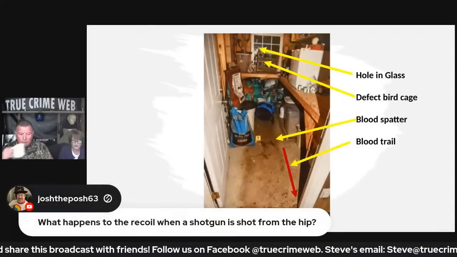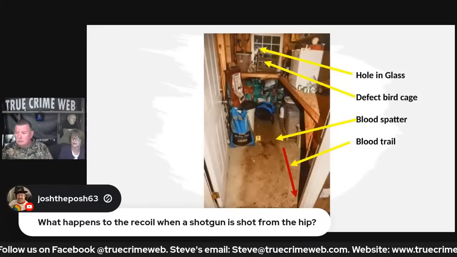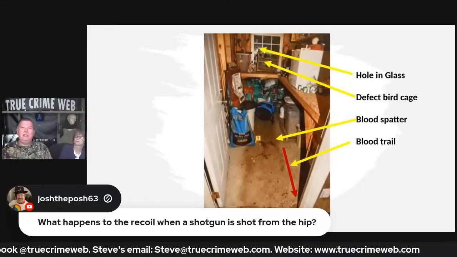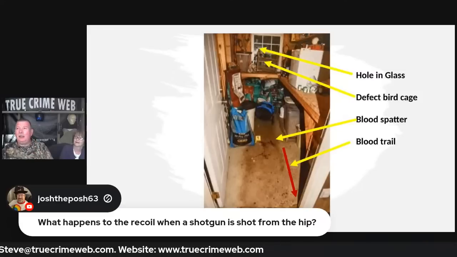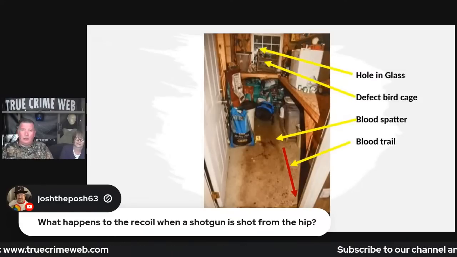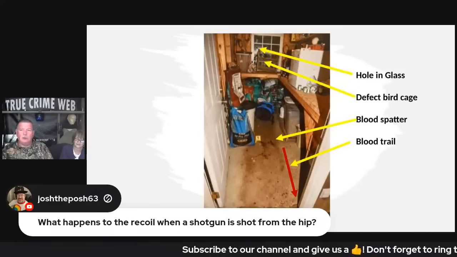All right. And Josh the Posh, what happens to the recoil when a shotgun is shot from the hip? It takes your arm back. I think you'll be able to see it. Chris may be able to slow that down. You'll see where the recoil of the gun just goes, whatever your arm strength and however much resistance.